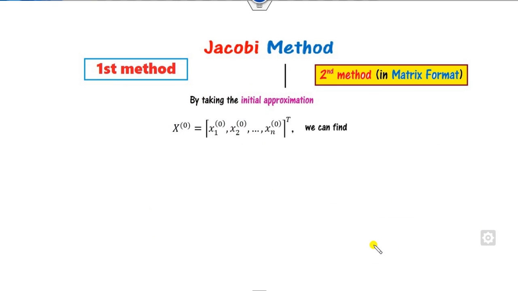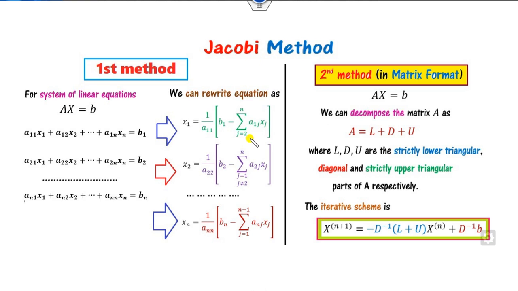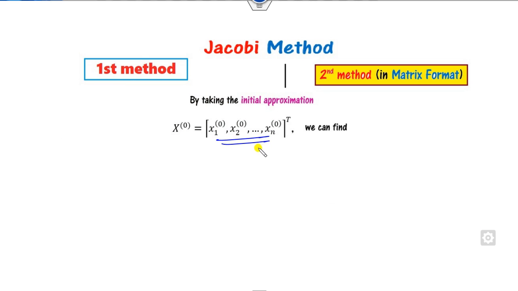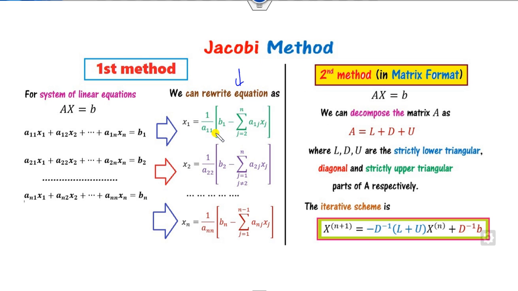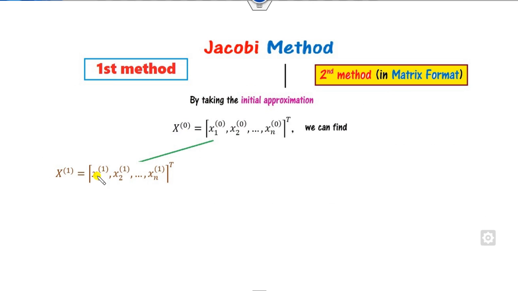Now, once you have either of the methods, we can start with the initial approximation x0. I can take this value of x1, substitute here, x2 and so on. I can find the new value of x1, I can find the new value of x2, and so on. Similarly, if I substitute the value here, I can get the new values of x1, x2, and here we can call it x1.